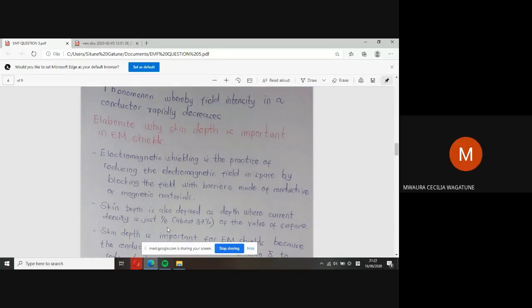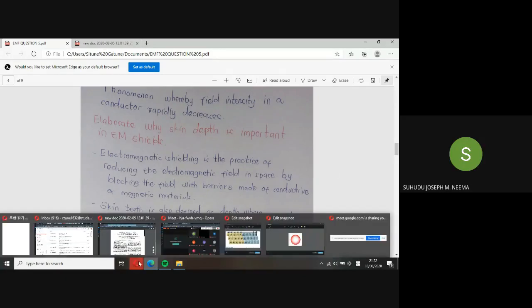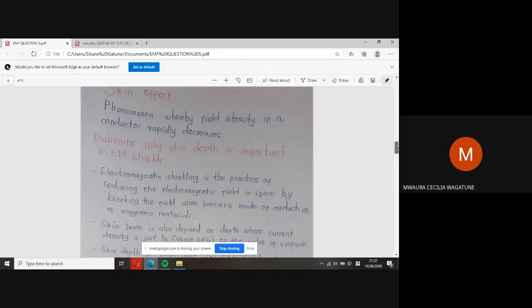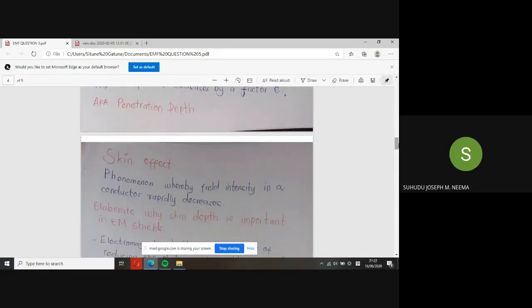Situna, I have a question. Yeah, back to skin effect: the phenomenon whereby field intensity in a conductor rapidly decreases. Oh, so there are two skin effects? If I'm getting this right, there's the skin effect in ECT, and then the skin effect in EMF. Am I getting that right? Elaborate, Joseph. Elaborate your skin effect in ECT.